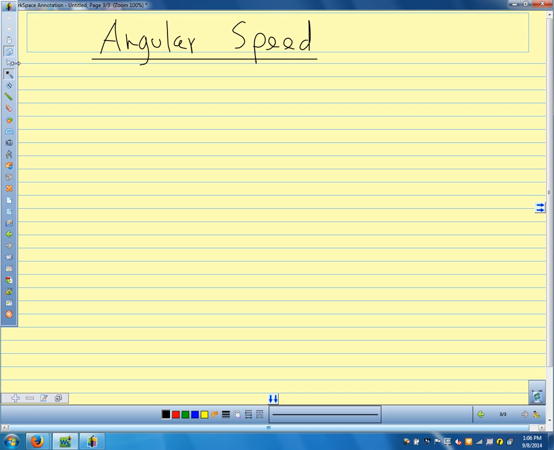Direction. Velocity has a direction, and we're not talking about direction today. We just want to know how big it is. Angular speed is just one way of measuring how fast something turns. We want to know how quickly the angle is changing in time.